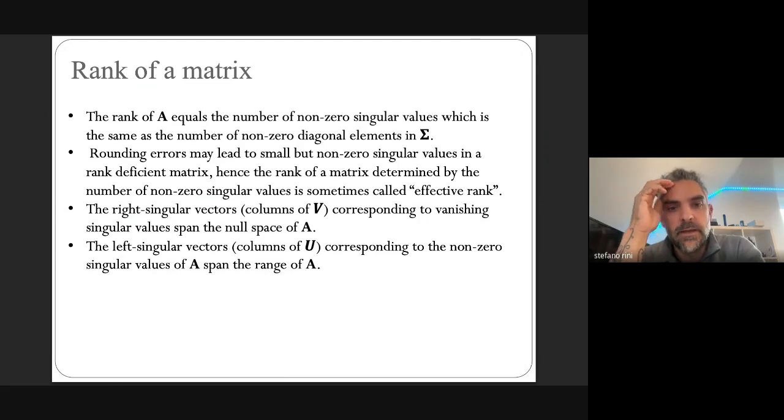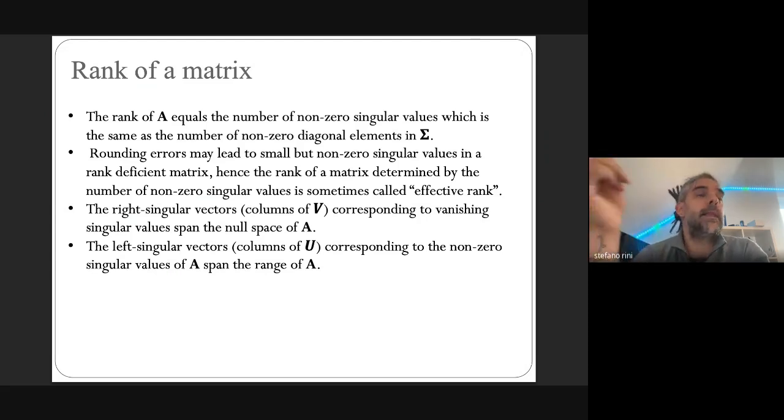The right singular vectors, the columns of V, corresponding to vanishing singular values are in the span of the null space of A. And the left singular vectors, the columns of U, corresponding to non-zero singular values, correspond to the span of the range of A. So one is the null space and the other one is the range.